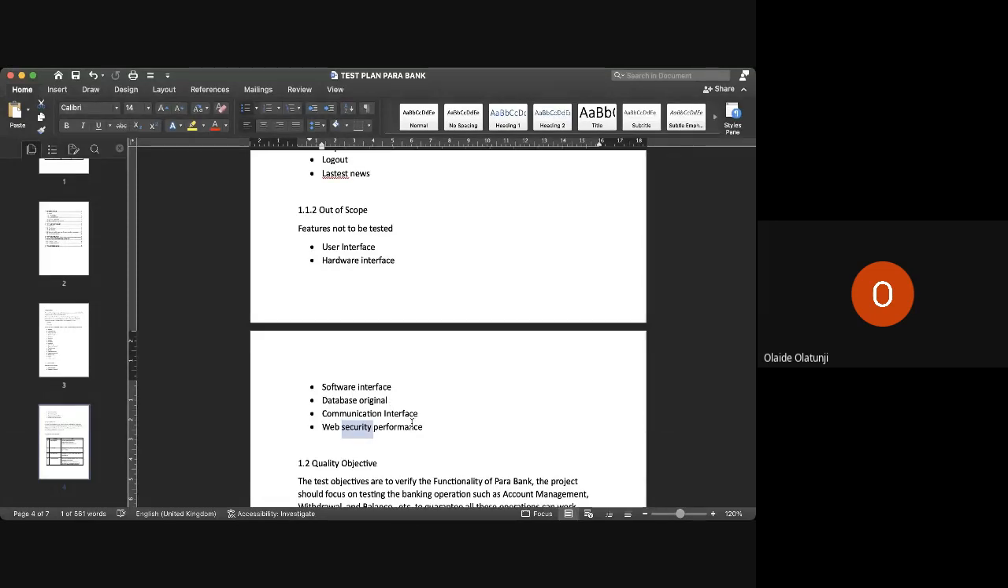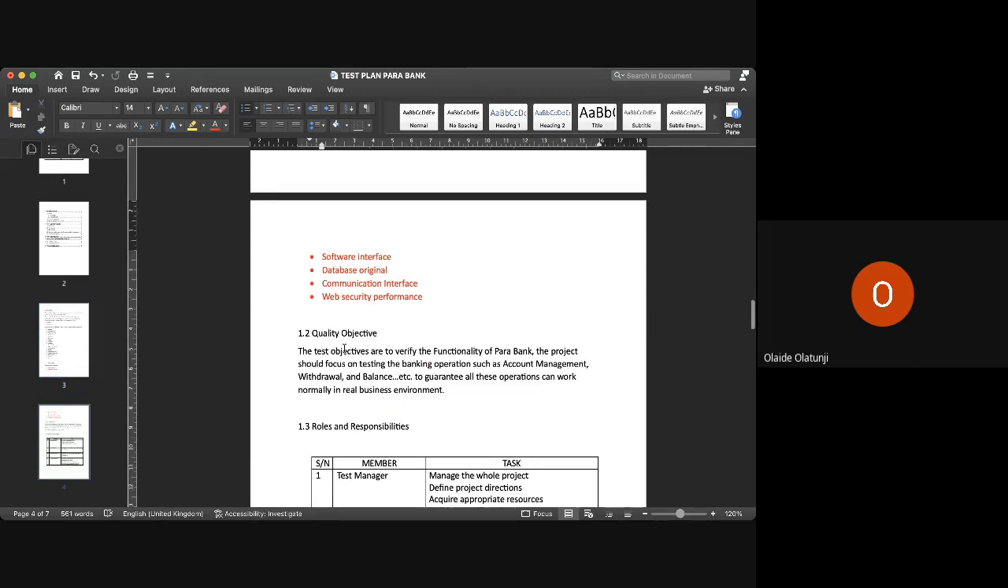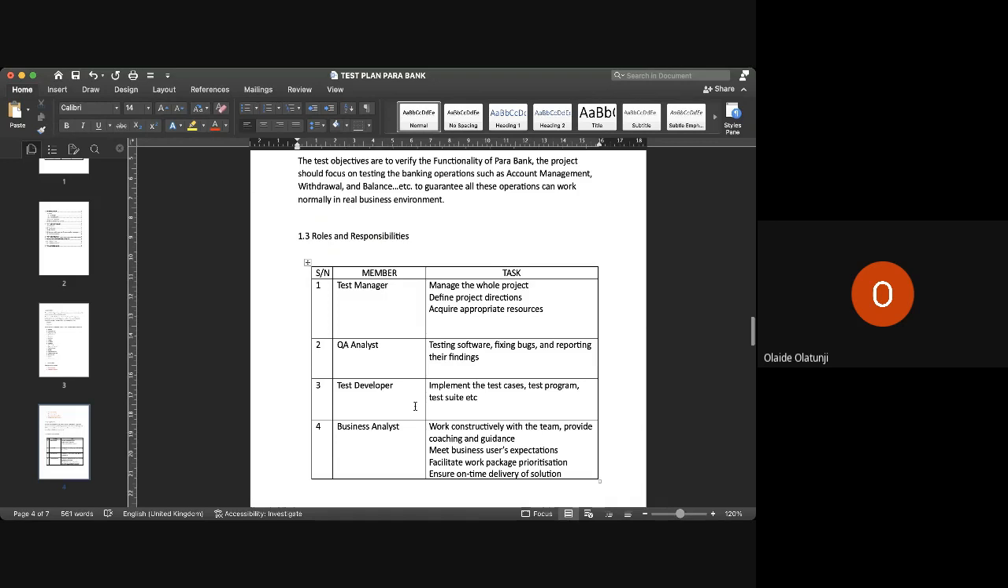I'm not seeing anything that is worthy of keeping here. So if you don't know what to put, you can just leave it blank. You can leave it blank if you don't know what to put. Yeah, quality objective. The test objectives are to verify the functionality of the project. We focus on testing the banking operations such as account management, withdrawal, and balance to guarantee all these operations can work normally in a real business environment. Yes. Okay. Roles and responsibility.